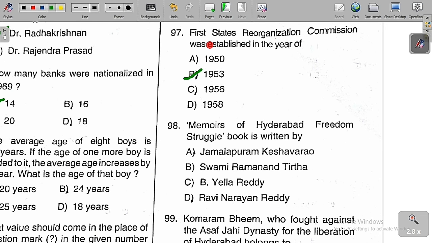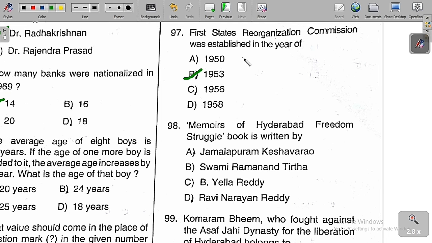So now the next question is, the first States Reorganization Commission was established in the year of? The first States Reorganization Commission was established in the year 1953. Basically this was organized by Jawaharlal Nehru because he wanted to make sure that for each and every state there is a particular boundary. So this commission's agenda is to make the boundaries for each and every state for easy administration. So the first States Reorganization Commission was established in the year 1953.